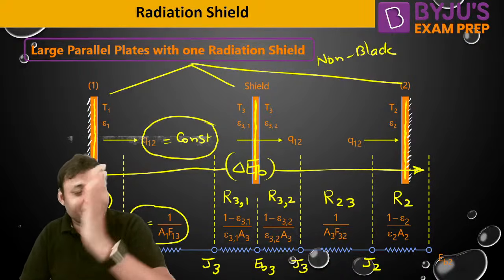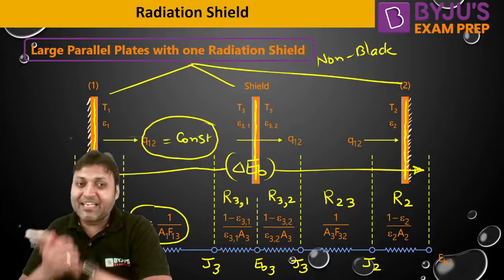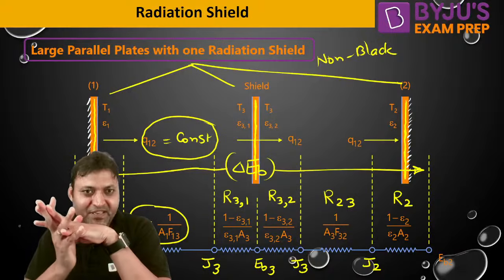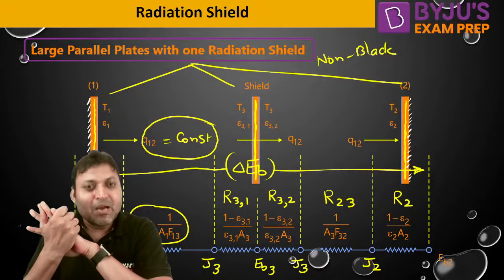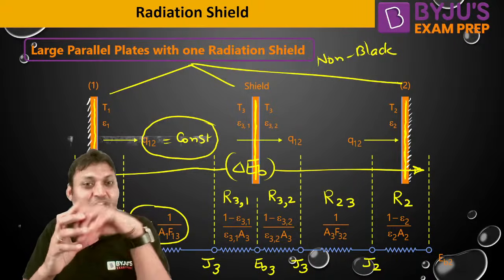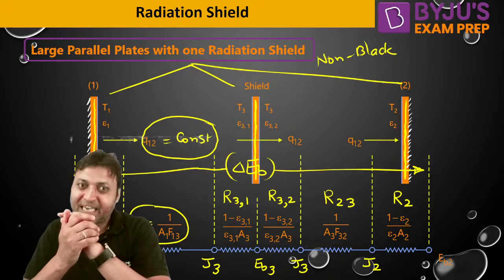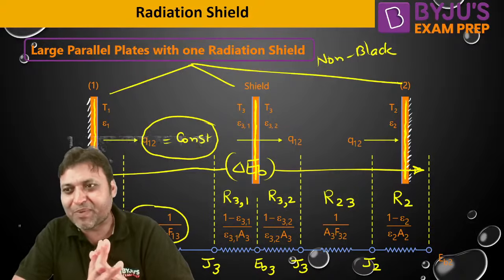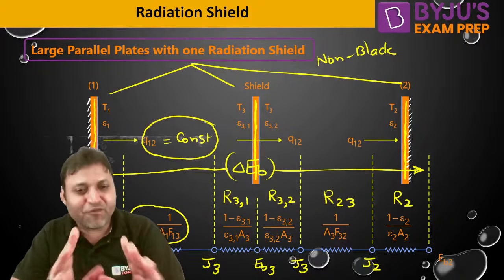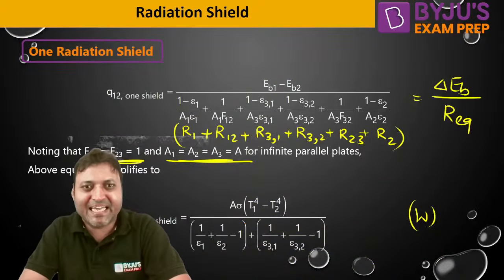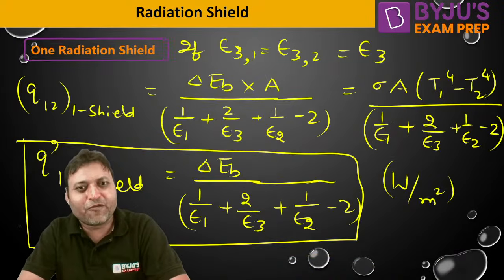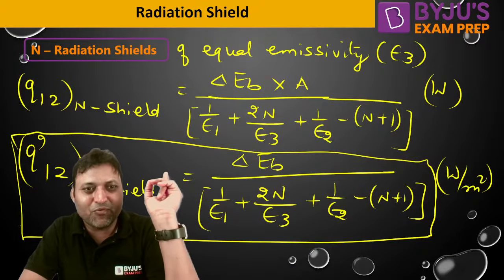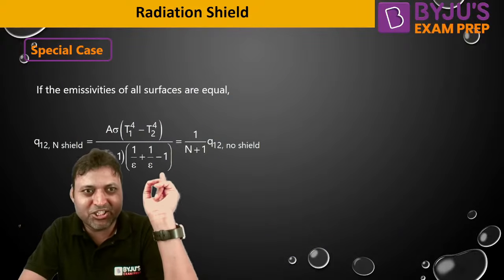Now, by introduction of a black shield, there is no addition of surface resistance because it is a black body. But instead of a single space resistance, now it will become two space resistances. So the number of space resistances will definitely increase by the introduction of a radiation shield. That was the last point which I had mentioned.